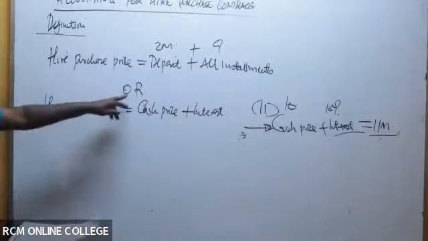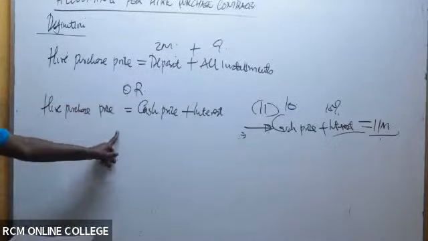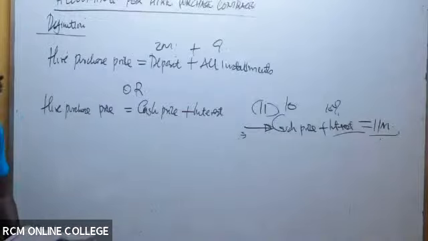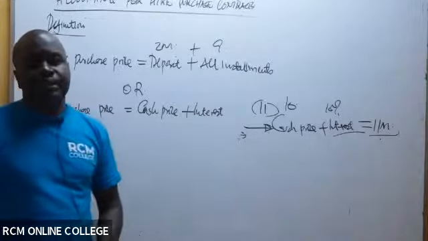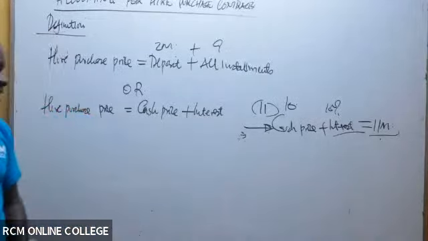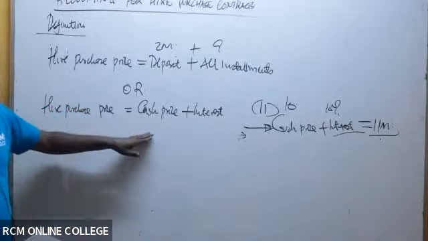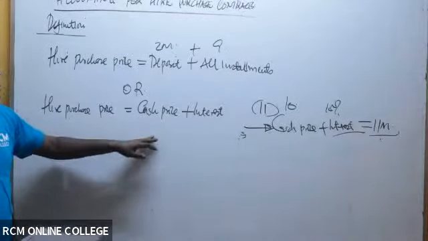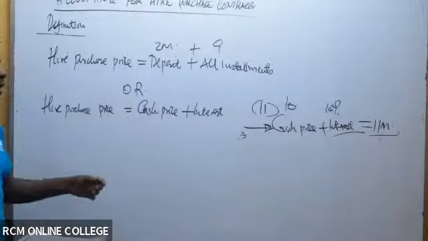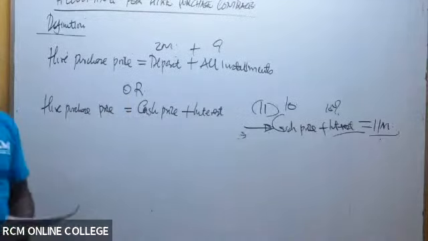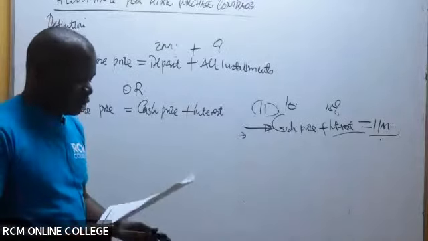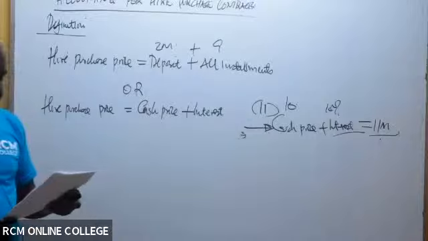So we can also say the hire purchase price is equal to the cash price plus the interest. And as I've already indicated, whenever goods are sold on hire purchase basis, they won't be sold at the same price as the cash price. So the customer who buys at cash price won't pay that exorbitant price compared to the one who pays under hire purchase.